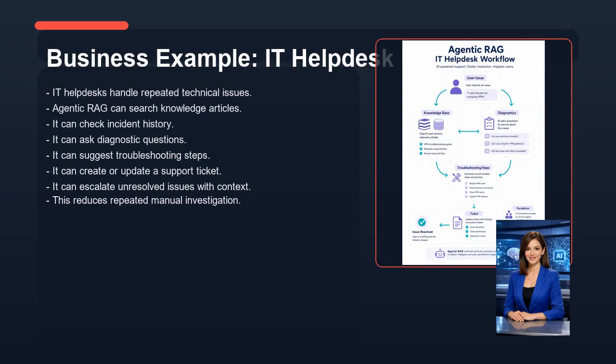Now let's look at a business example, IT helpdesk. IT helpdesks handle repeated technical issues. Agentic RAG can search knowledge articles. It can check incident history. It can ask diagnostic questions. It can suggest troubleshooting steps. It can create or update a support ticket. It can escalate unresolved issues with context. This reduces repeated manual investigation.